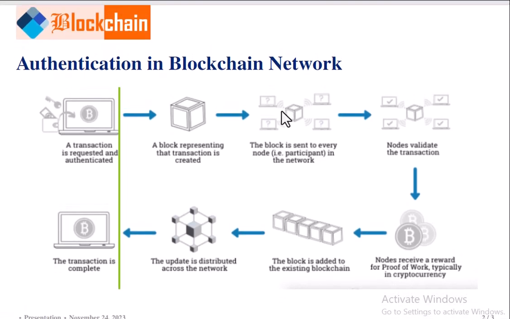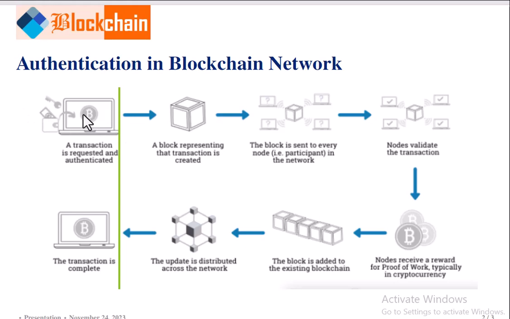So in the blockchain network, any user who wants to make a transaction is initially authenticated. The authentication process is to verify whether the author is genuine or not. After the authentication process is completed, the user can access his wallet.